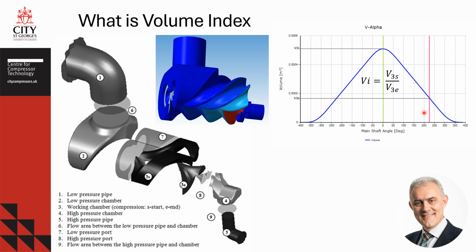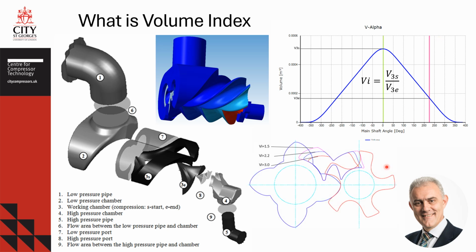The angle of the end of compression defines the size of the discharge port. The lower the angle, the larger the discharge port, and vice versa, as shown in this image. The largest port is for the volume index VI equal to 1.5, and the smallest port has a VI of 3. The middle port has the volume index 2.